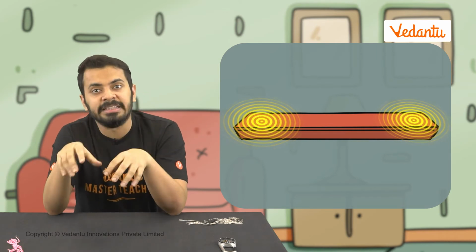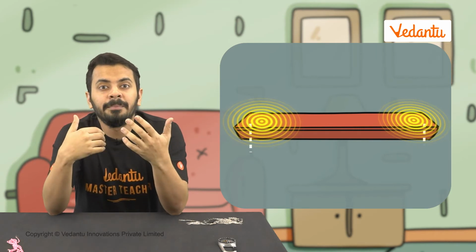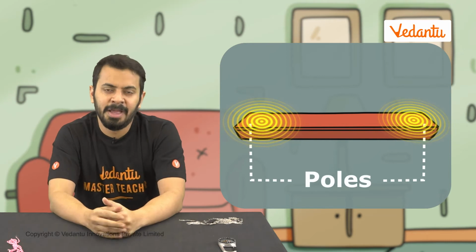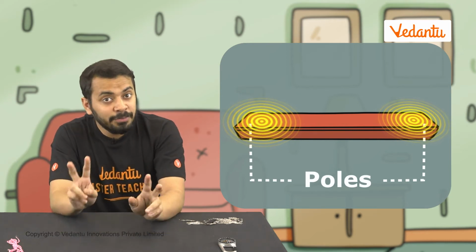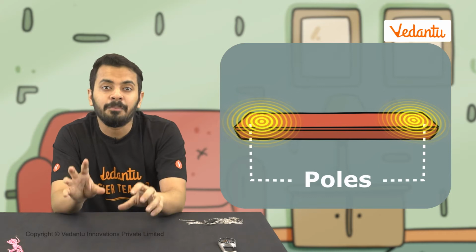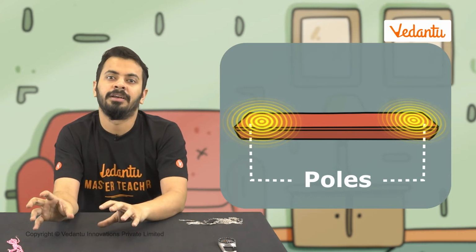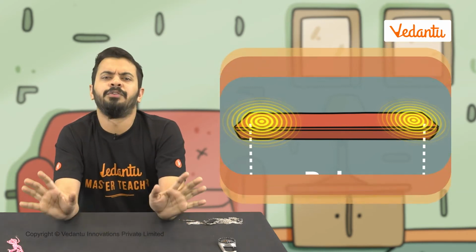And so, we give special names to these ends. We call them poles. All the magnets we see have two poles, where they have maximum attracting power. This is true for any magnet we take. One more interesting thing about poles is that even though both these poles seem to behave similarly, each pole has a character of its own. Let's do an activity to find them out.